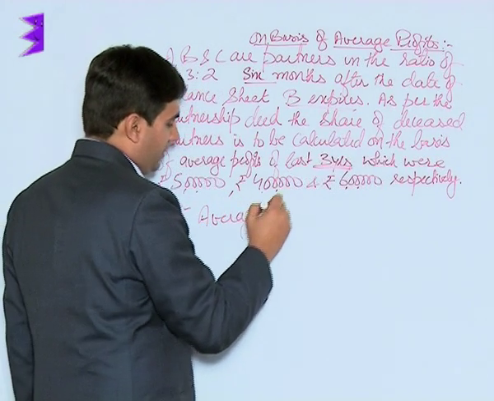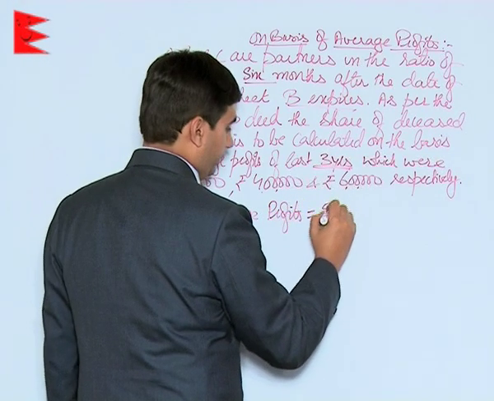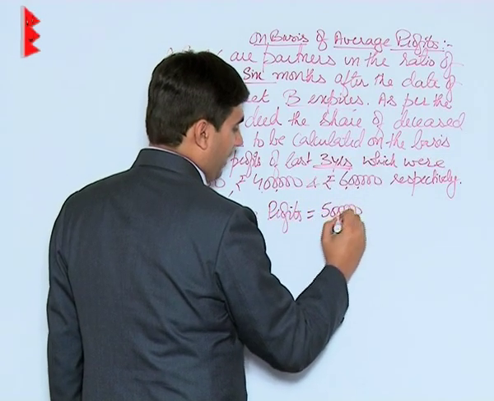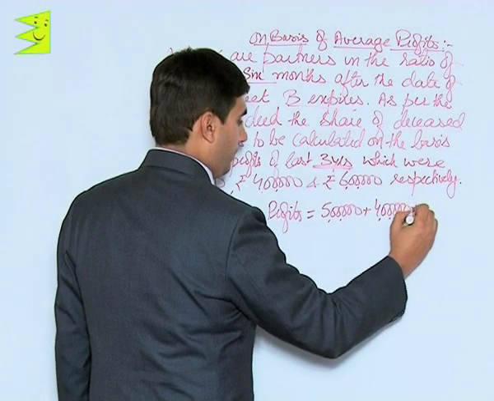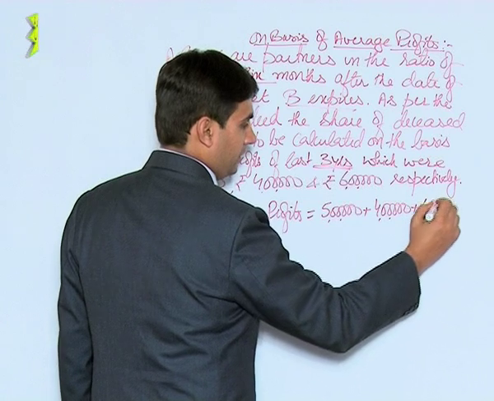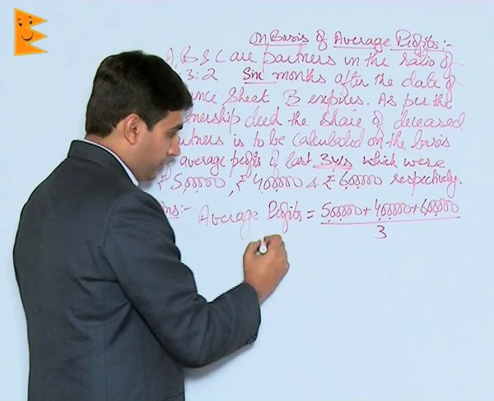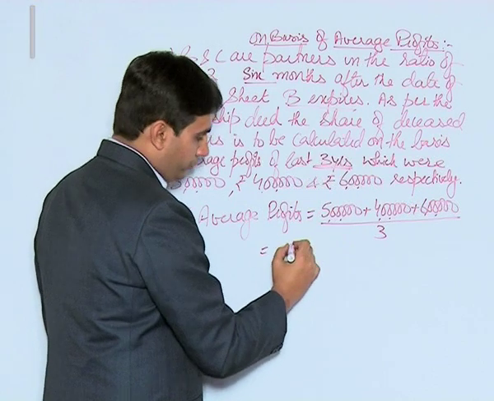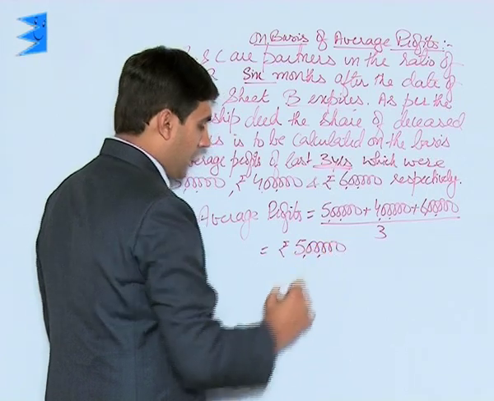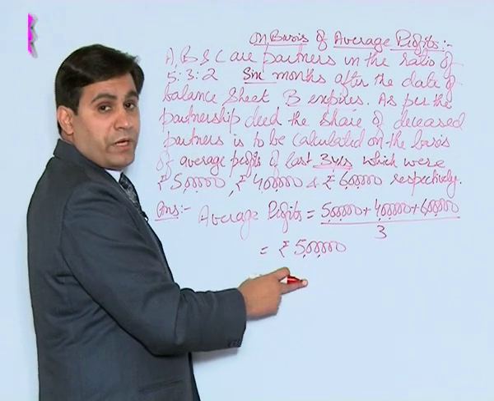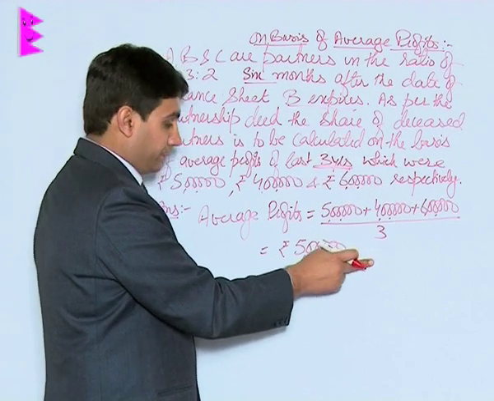Average profits are equal to rupees 5 lakh plus 4 lakh plus 6 lakhs divided by 3, because for 3 years. So the total comes to rupees 5 lakhs. That means the average profit per year is 5 lakh after dividing the total by 3.